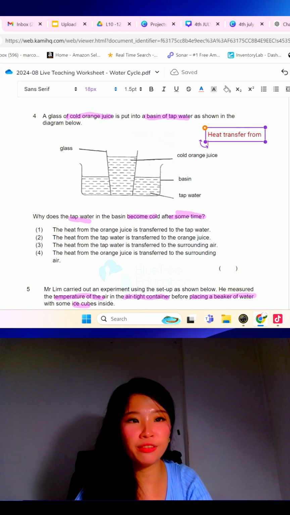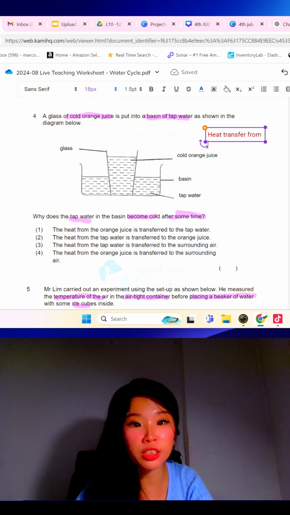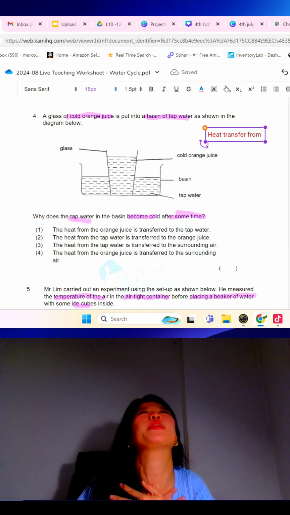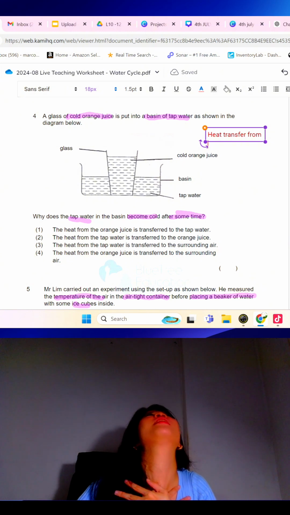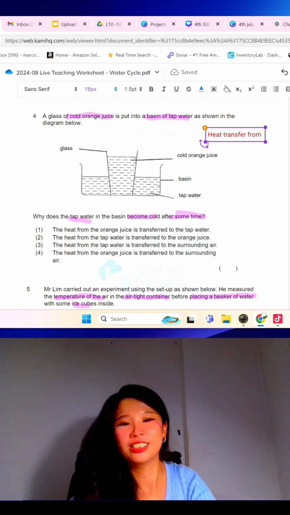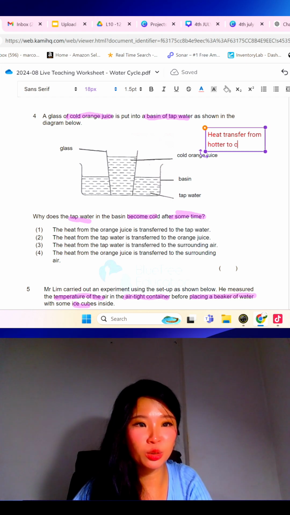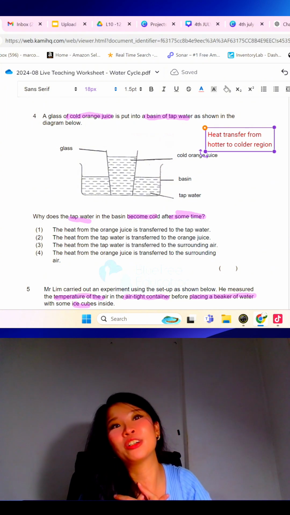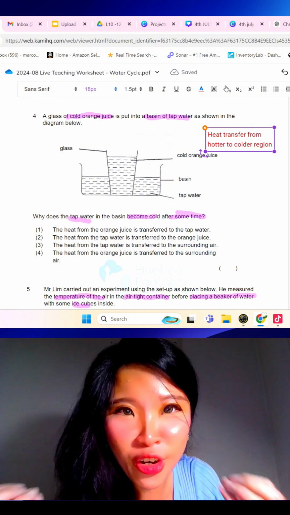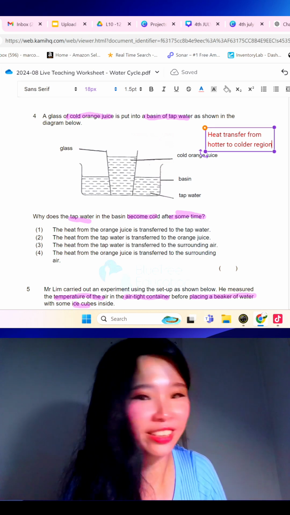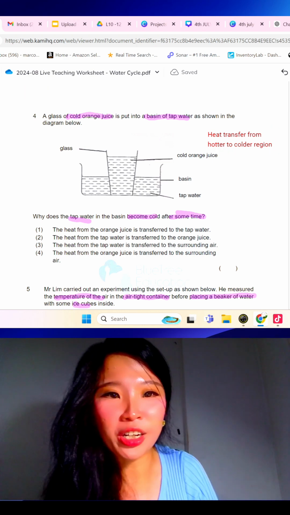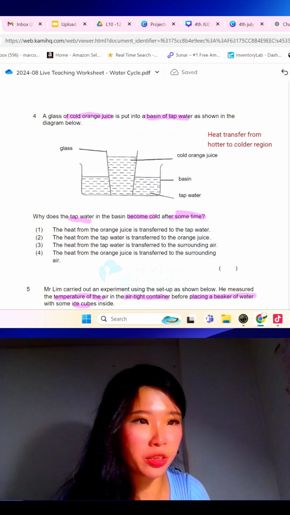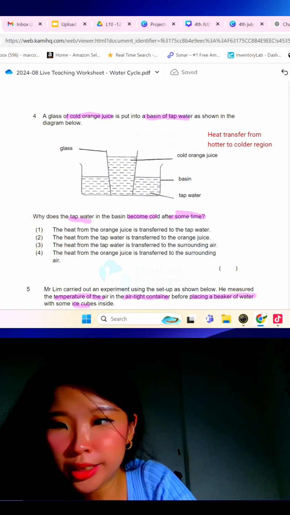Heat transfer from what? Colder to hotter. Ayo, my soul about to leave my body. God save me. Hotter to colder region. Okay, you tell me cold to hot. Absence of heat, you know? Absence of heat. Okay, hotter to colder region. Hotter to colder region. So, let's see the answer.